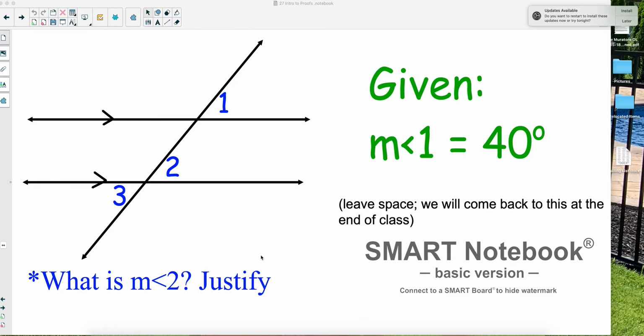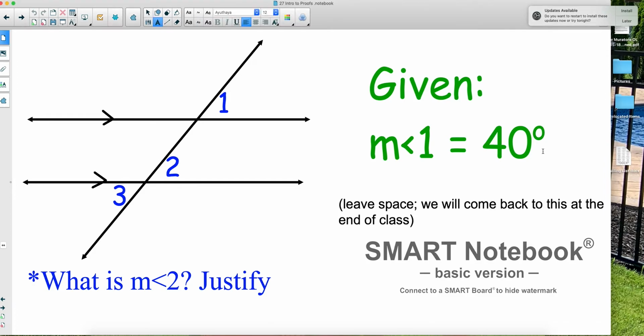Proofs. So this will be the first lesson that we begin to talk about proofs. We're going to start with this diagram right here, which is very familiar. We have some parallel lines cut by this transversal with some angles 1, 2, and 3 labeled. First off, we're given that the measure of angle 1 is 40. So I'm going to put in 40 for angle 1. And they want to know what is the measure of angle 2 and then justify.